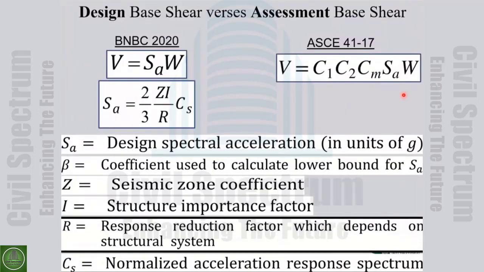And that's it. That's the formula, and because of that, it is called the coefficient method, because it has coefficients.